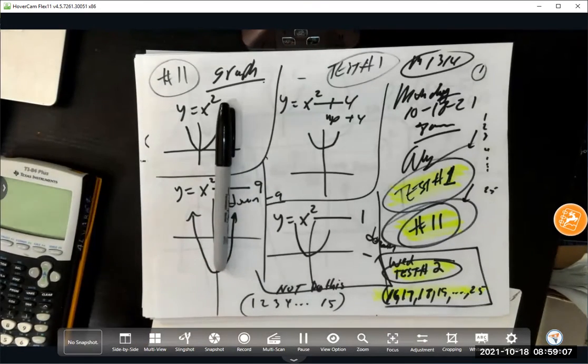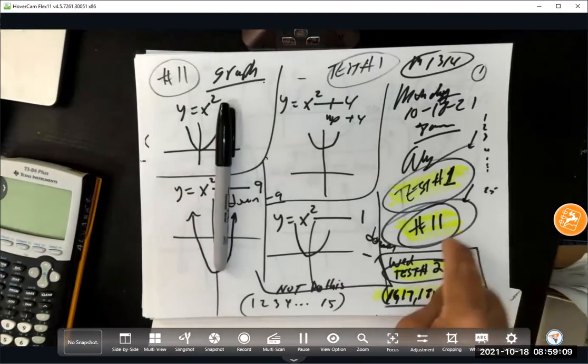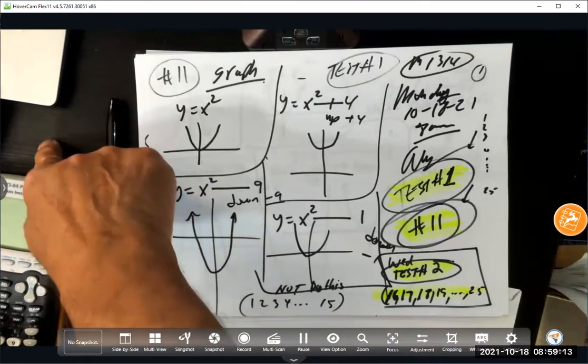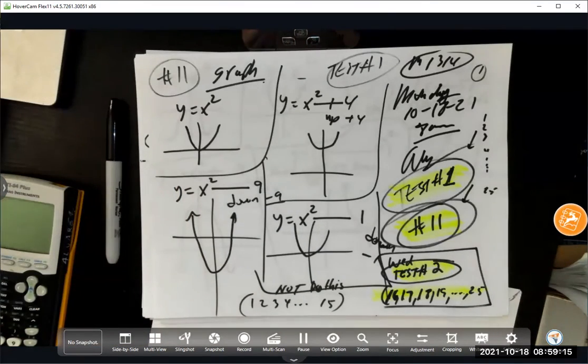So today, go to my math lab. You just do question number 11. That should be enough. Just do the graphs. See if you can do those. And hopefully the answer is yes. You got it, and that'll be a good thing.